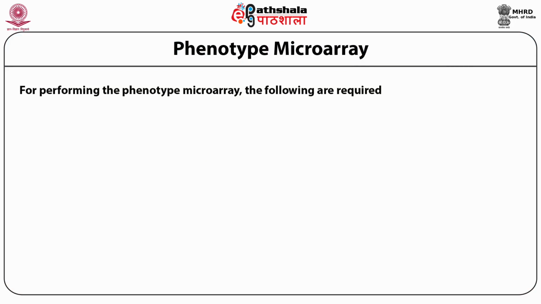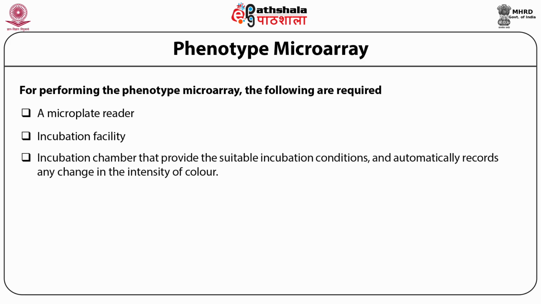The greater and faster the metabolic flow, the quicker is the formation of the purple color. The formation of purple color is considered to be a positive reaction as the sole carbon source has been used as a source of energy. For performing the phenotype microarray, the following are required: a microplate reader, and an incubation chamber that provides the suitable incubation conditions and automatically records any change in the intensity of color.